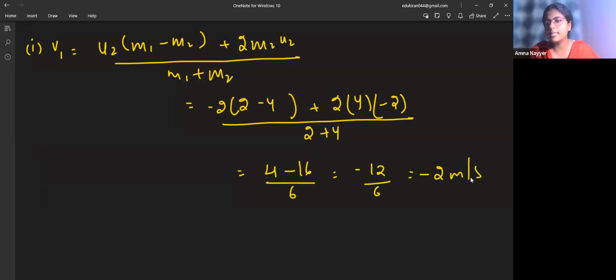Fine. Now, what is this minus sign depicting? That is, it is towards the left hand side, because positive we have assumed to be the right hand side. Correct? Now coming to velocity V2.